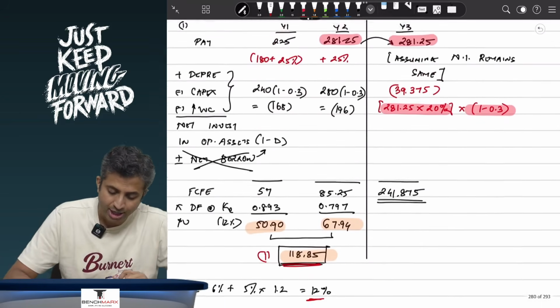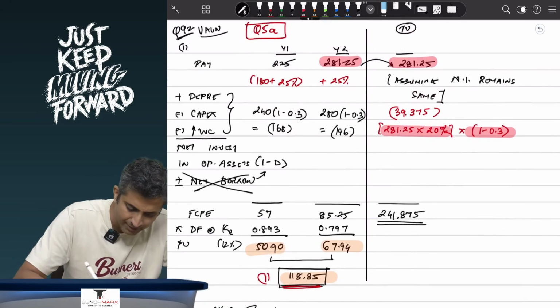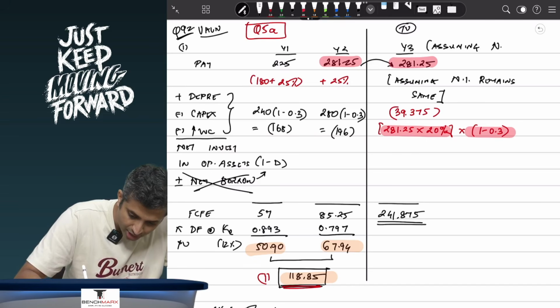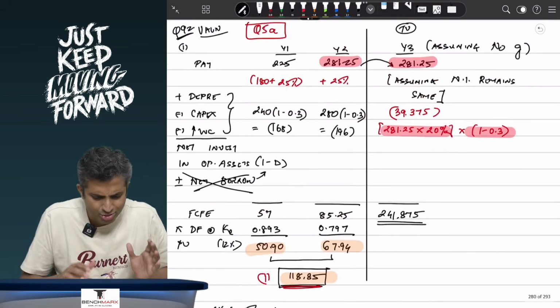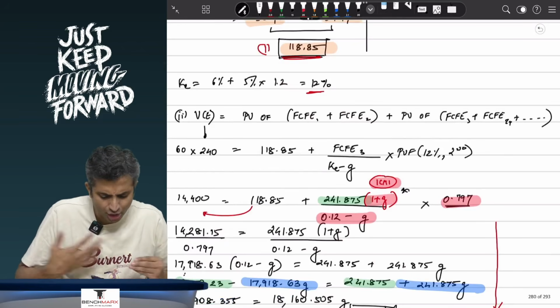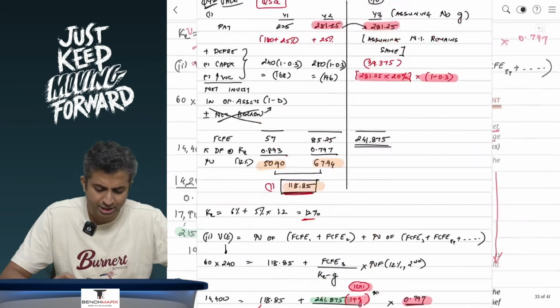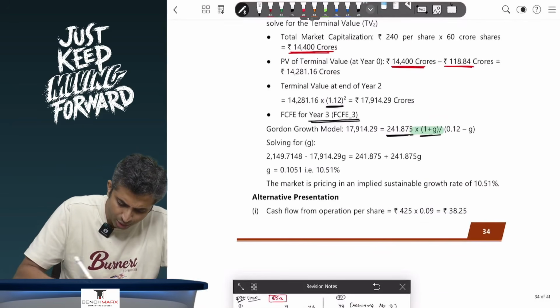So over here, to start with, this is not really the year 3 value. I would say this is the year 3 value assuming no growth, but as a matter of fact there is growth. So even if there was no growth, the value would have been 241.875. With the growth, this will be into 1 plus G, and you will solve it and get 10.51%, which is what even the institute has solved and found in one of its workings.